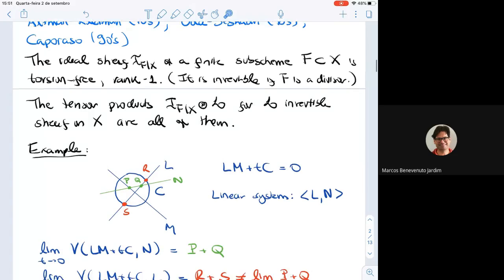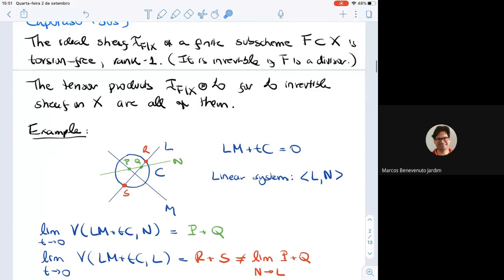If I pick another member of this pencil of lines, which is L, and I do the same thing, now I cannot simply make t equal to 0 because L is part of LM. But I can look at the intersection for t non-zero, right? And take the limit. Well, you see that I can just subtract a multiple of L from the left here. I can subtract this here, and that intersection is actually constant. It's the intersection of L with C, which is R and S in the drawing above. So it's actually a constant family as t goes to 0, and the limit is R plus S.